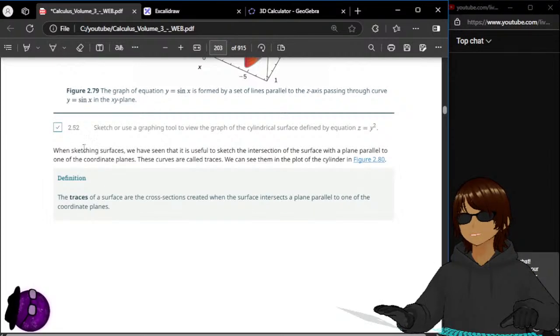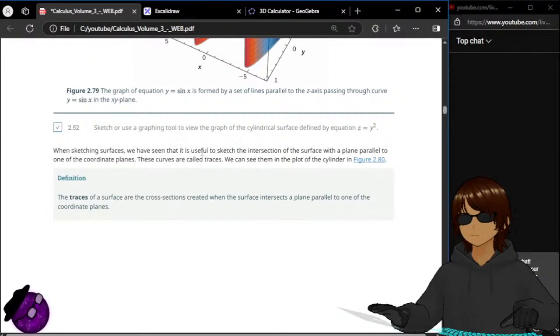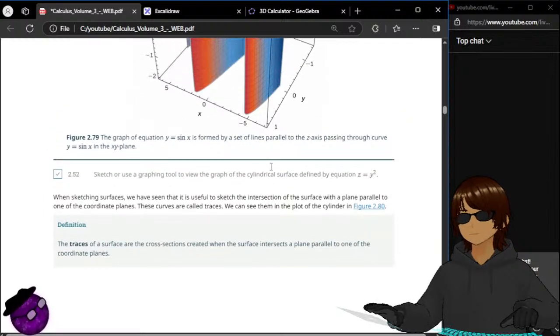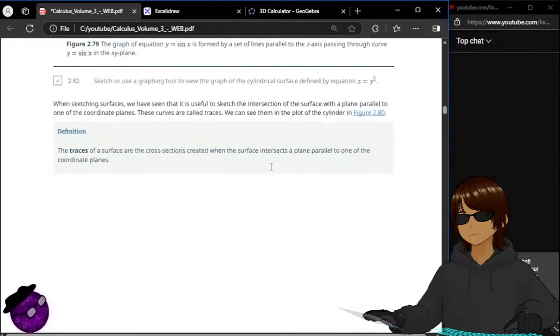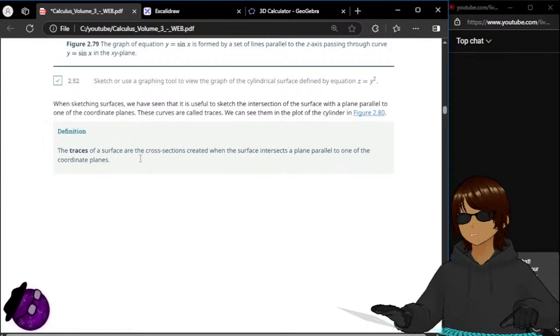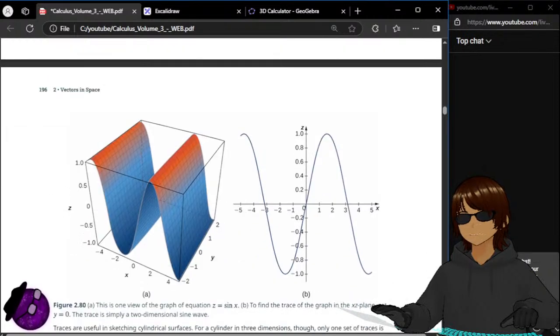Okay. When sketching surfaces, we have seen that it is useful to sketch the intersection of the surface with a plane parallel to one of the coordinate planes. These curves are called traces. We can see them in the plot of the cylinder in figure 2.8. The traces of a surface are the cross sections created when the surface intersects a plane parallel to one of the coordinate planes.